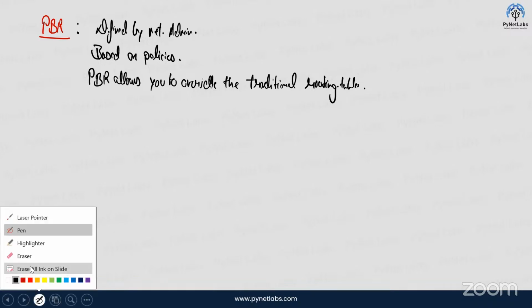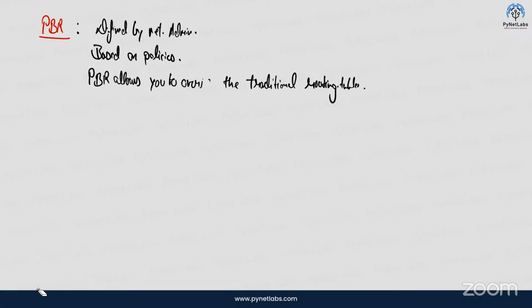So let's try to see an example. As of now, I'll just give you a theoretical example to understand how policy-based routing is going to work, and what the advantages of doing this policy-based routing are. Suppose that I have some router. Let's say this is my R1.